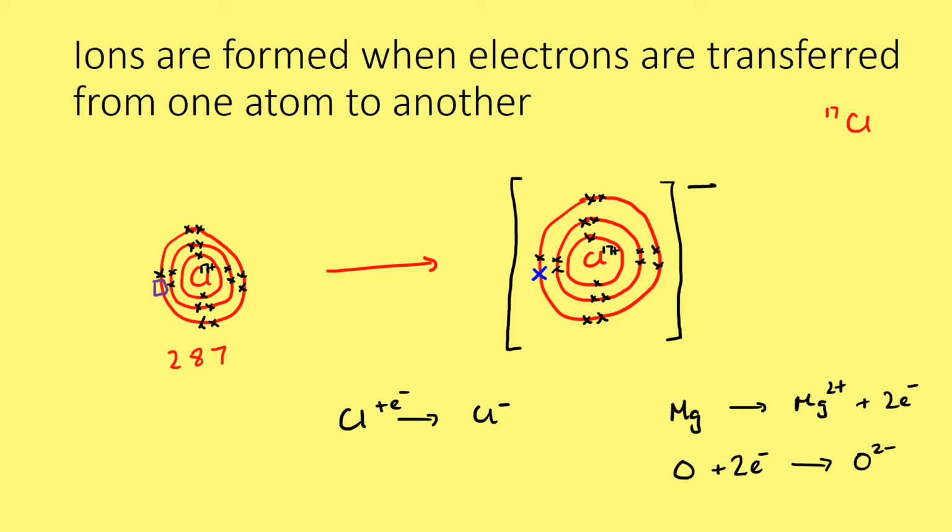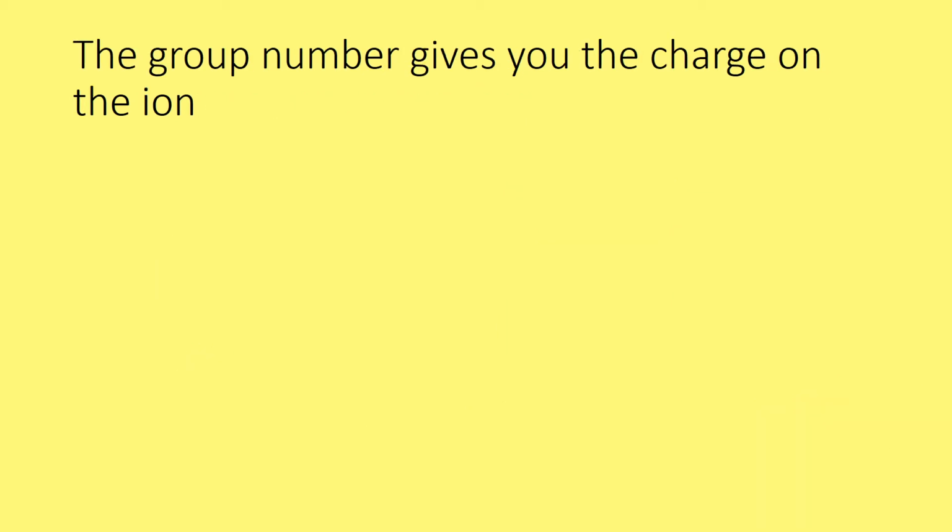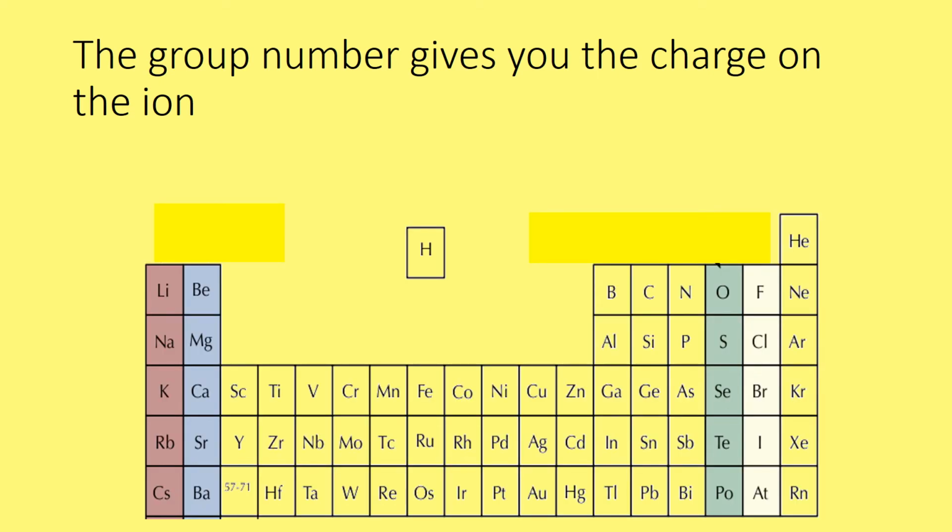So now what we're going to do is move on to remind ourselves about how we work out the charge on an ion using the periodic table. And we'll probably remember that it's the group number that gives you the charge on the ion, because the group number gives you the number of electrons in the outer shell. So here's a simplified periodic table, and let's first have a look at group 1 elements.